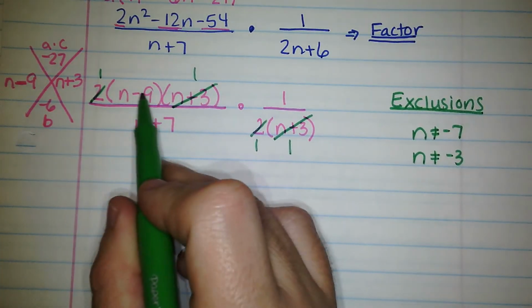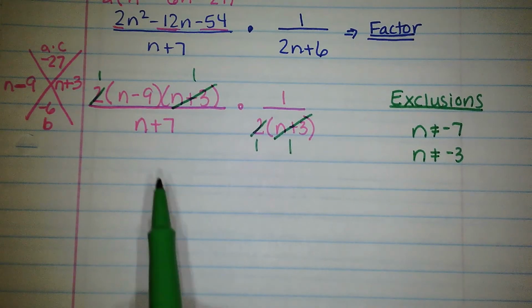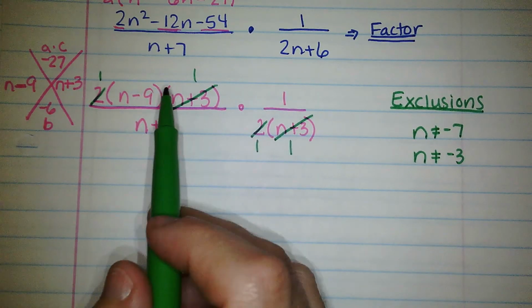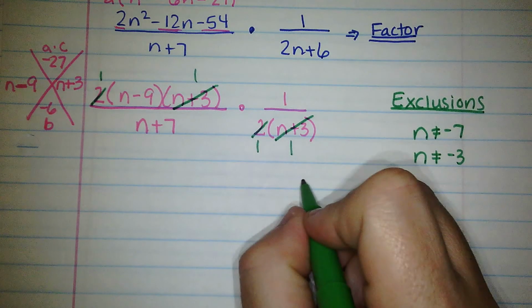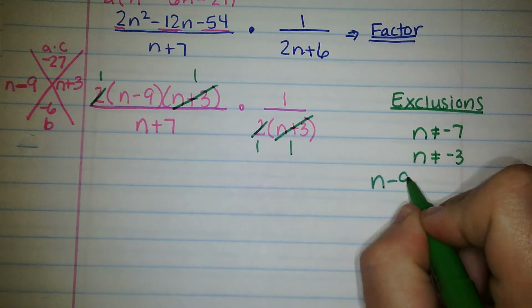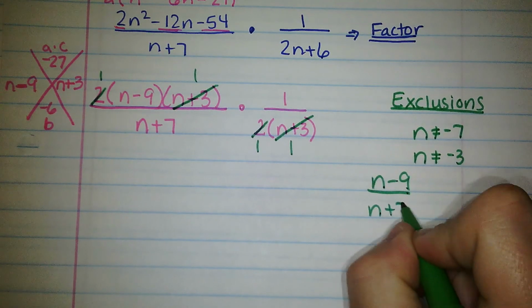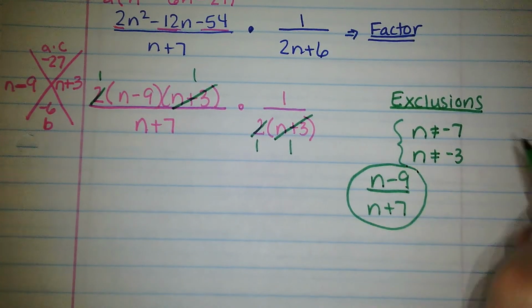See this n minus 9? There's no identical n minus 9 on the bottom. And there's no identical n plus 7 on the top. So we pretty much are done. We have 1 times n minus 9 times 1 times 1 over n plus 7 times 1 times 1. And this is my solution. And these are my exclusions.